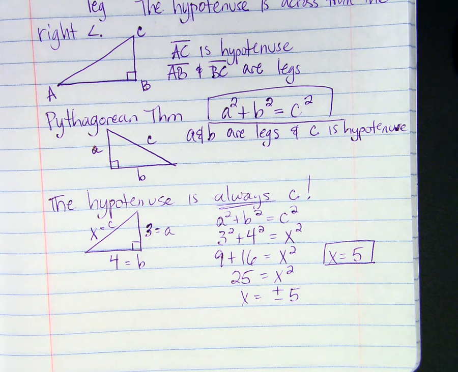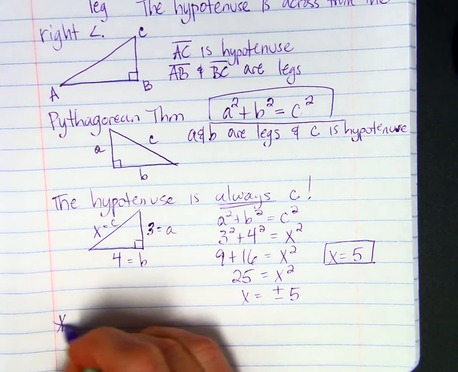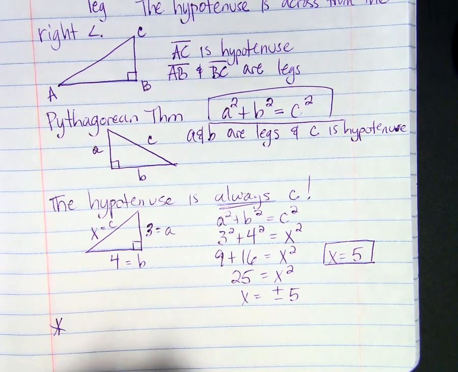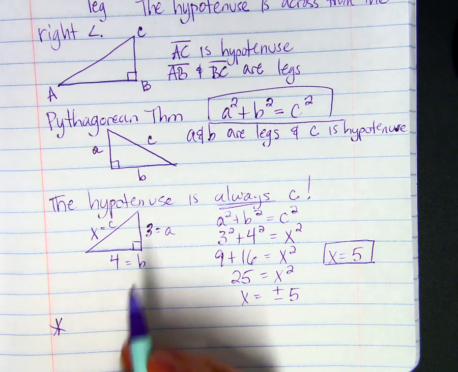5. There is one thing I want you to remember, that the hypotenuse is always the longest side of a right triangle.